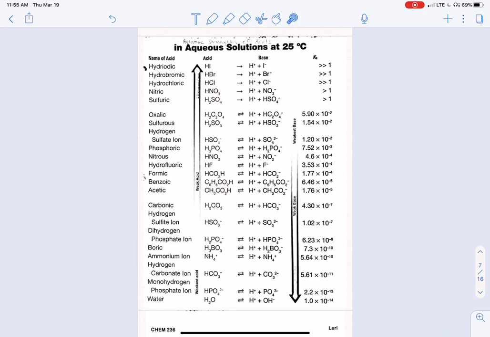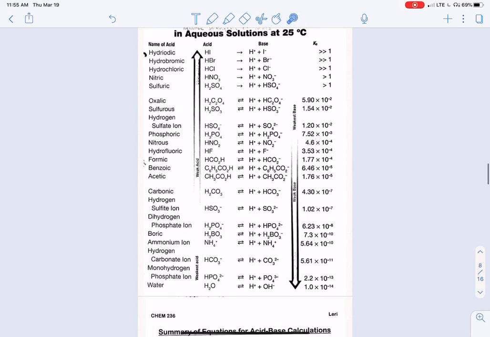These are the conjugate bases. This is the weakest base, and as we go down, we get stronger and stronger until we get to hydroxide, which is the strongest base here. And here are the Ka values. So it's just similar to the table that I just gave you with a couple of different acid-base pairs on it.